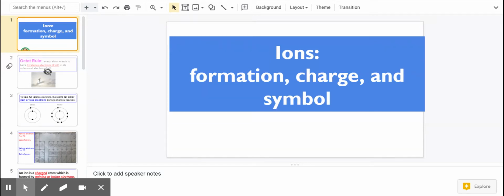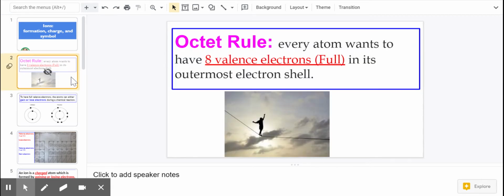Hi everyone, today we're going to learn the details about ions: how ions are formed, what the charges are, and the symbols. We're going to connect that with the periodic table. Okay, a quick review. We did this last week.